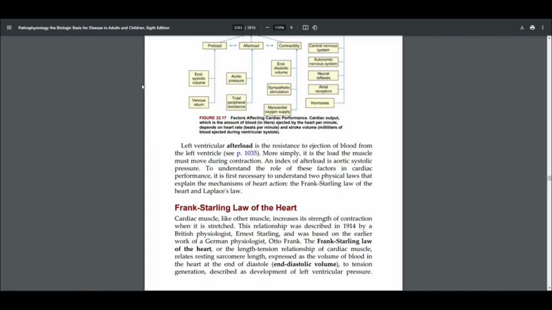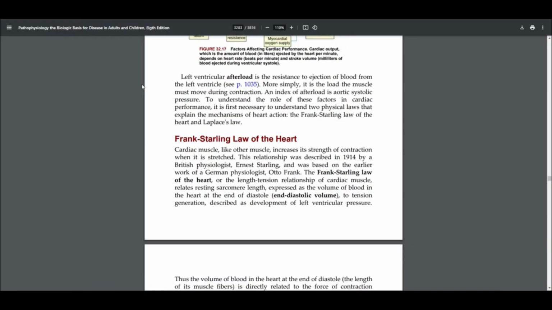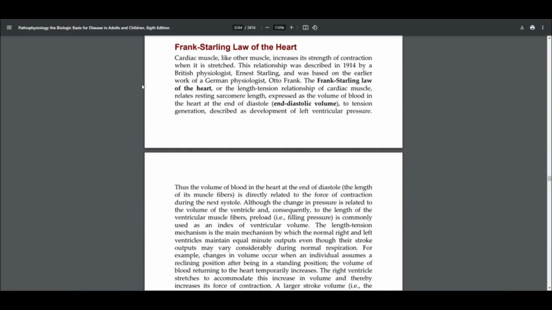To understand the role of these factors in cardiac performance, it is first necessary to understand two physical laws that explain the mechanism of heart action: the Frank-Starling law of the heart and the Laplace law. So we'll jump right into the Frank-Starling law of the heart. Cardiac muscle, like other muscle, increases its strength of contraction when it is stretched.